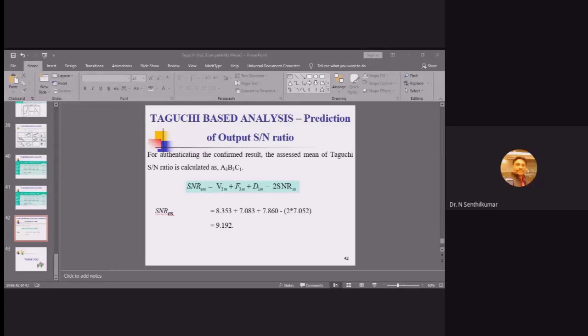Hello. Yes, sir. Sir, can I have a question? Definitely. Yes, sir. Actually, for the same parameters and level combinations, some software will give you L9 as well as L18, and sometimes L27 also. So, sir, out of these three combinations, which one do we have to opt for? Sometimes this question is asked when we do some practical examinations.